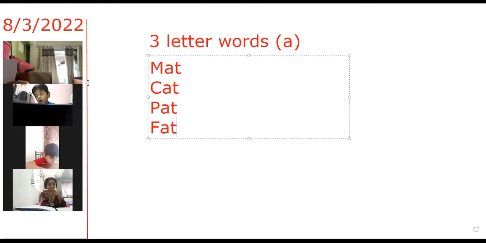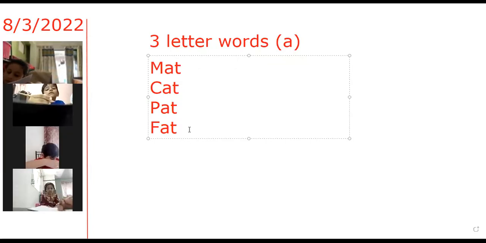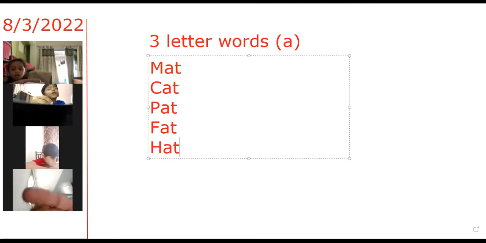We are doing three-letter words with the vowel A. So quickly write down the words. Fa, a, fa, t, fat. And the last word is ha, a, ha, t, hat. Ha, a, ha, t, hat.